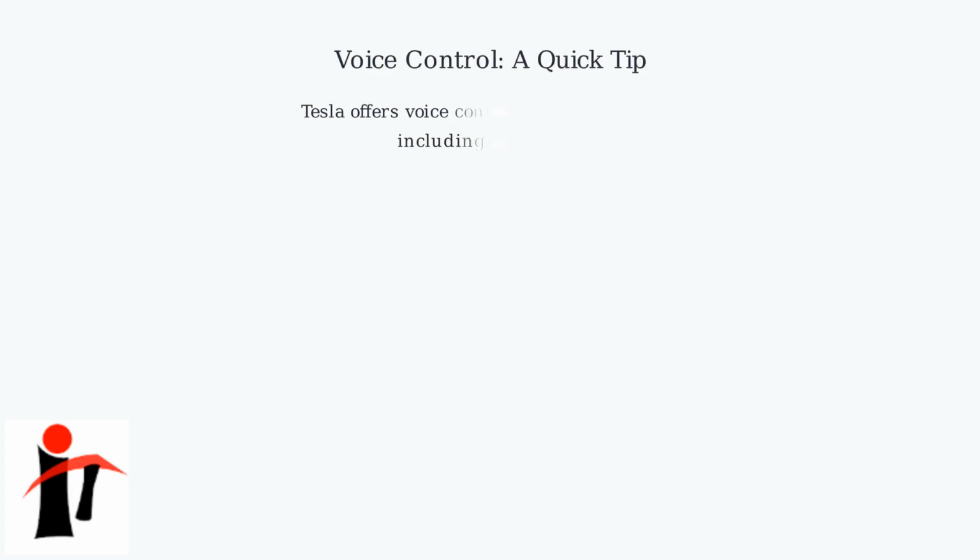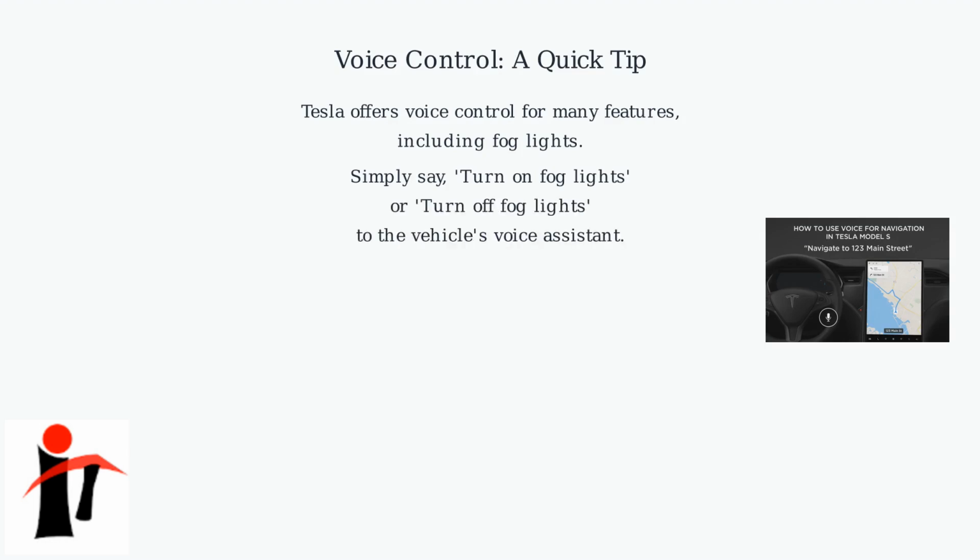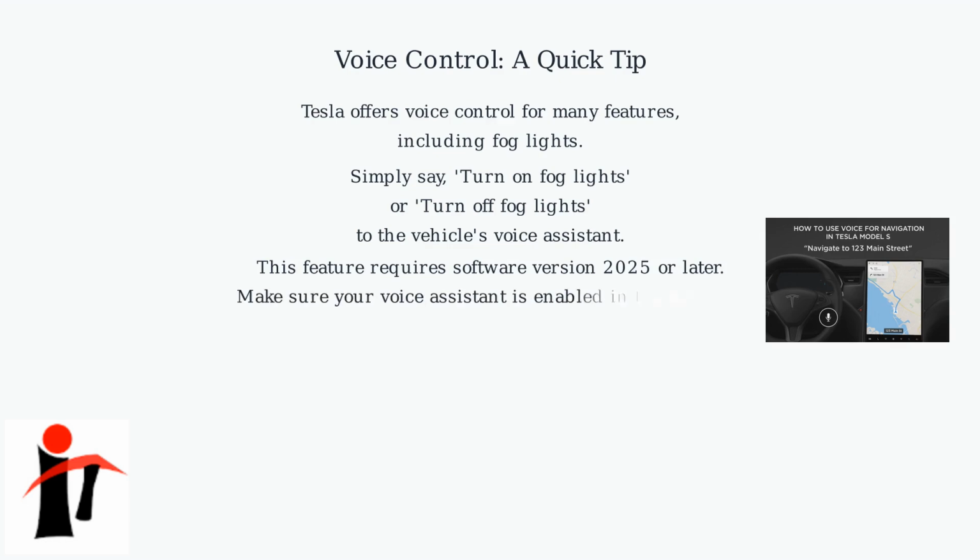Tesla offers voice control for many features, including fog lights. Simply say, "Turn on fog lights" or "Turn off fog lights" to the vehicle's voice assistant. This feature requires software version 2025 or later. Make sure your voice assistant is enabled in the settings.